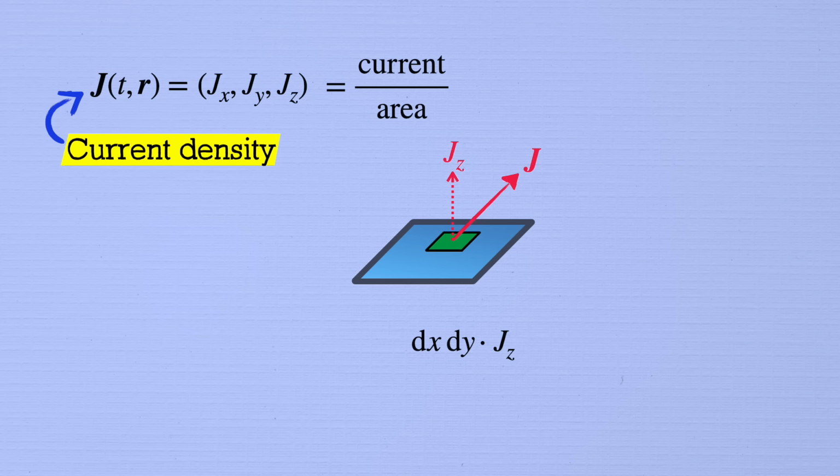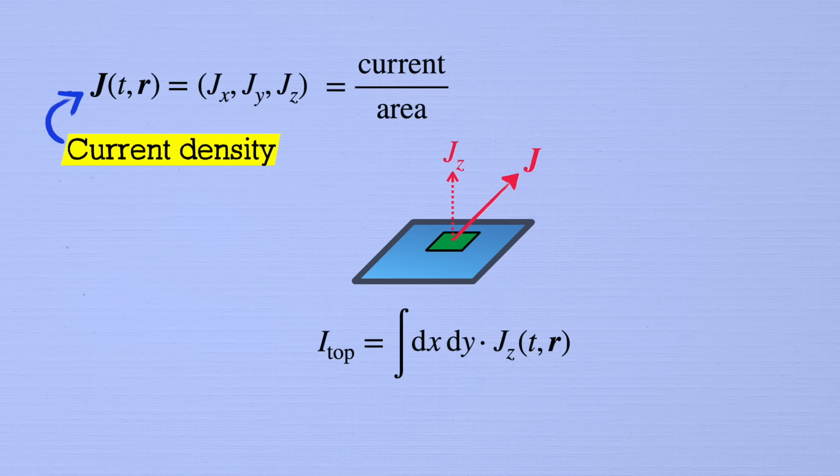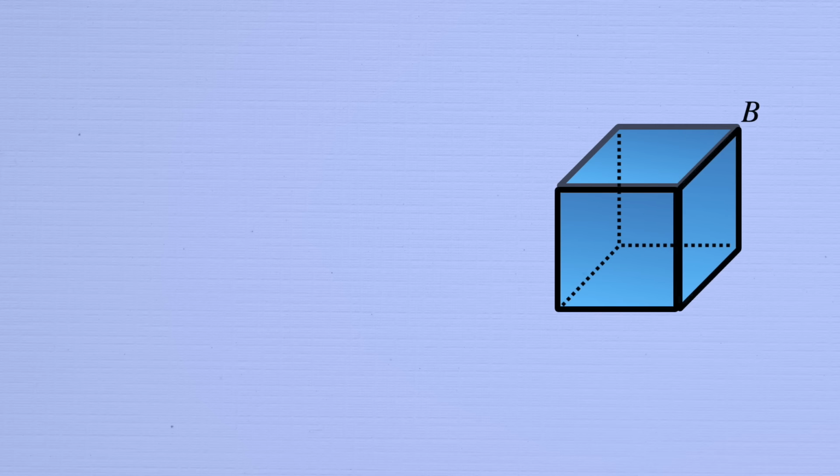We get the total current passing through the whole top surface by integrating over it. At any instant in time, this is the amount of charge per second leaving through the top surface of the box. Of course, now we need to do the same to find the current passing through the other sides of the box, and then add them all up to get the total current going out through the surface.